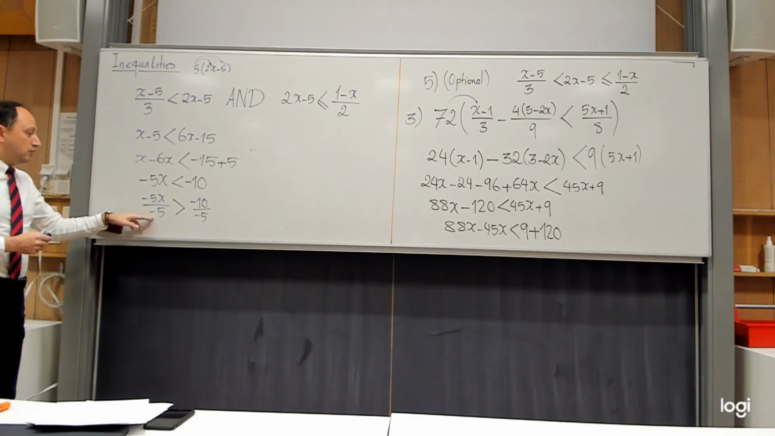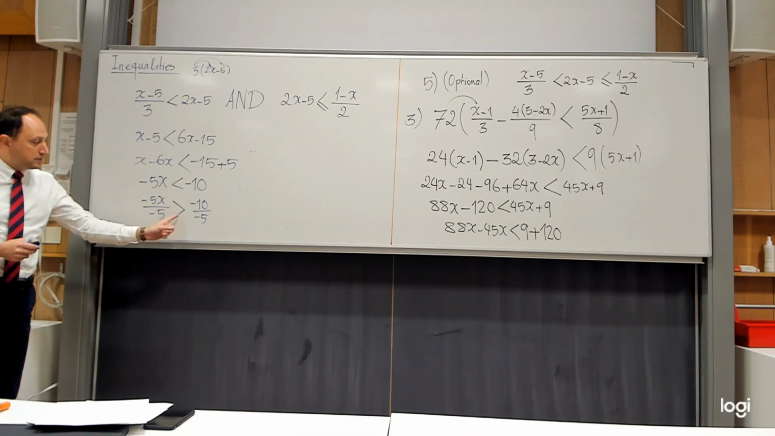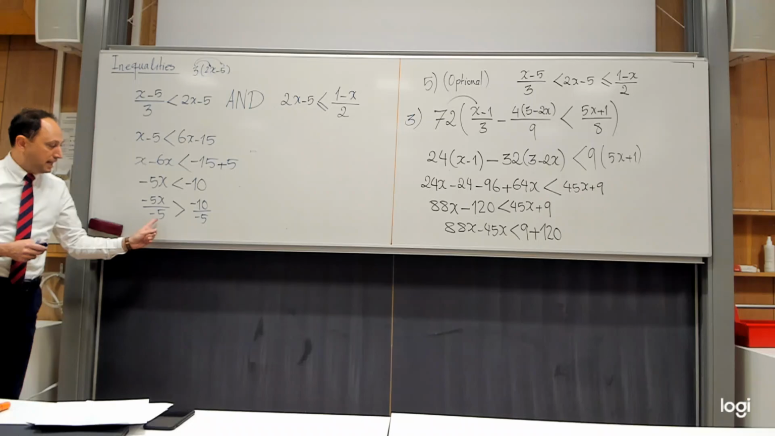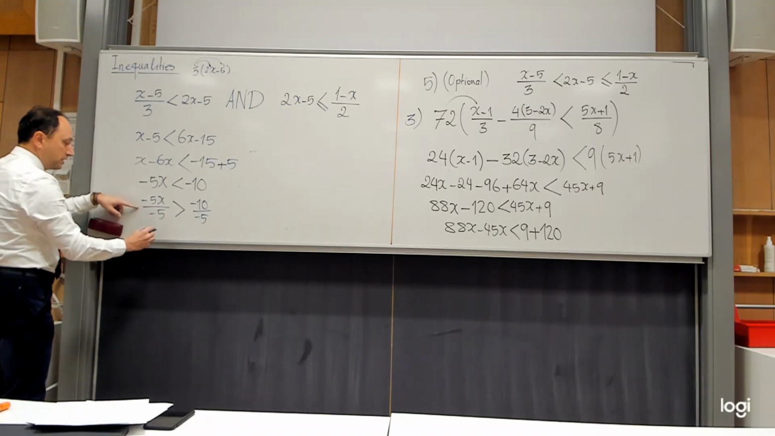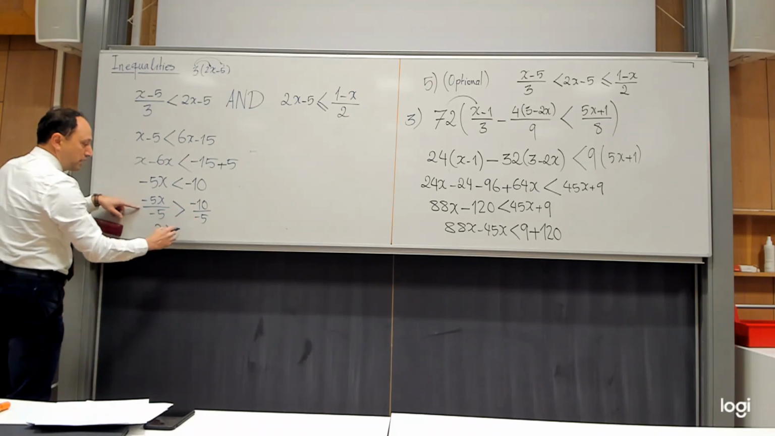And then what I do, I divide by minus 5. You see that I flip the sign because I have divided by a negative number. So then this becomes x is greater than minus 10 divided by minus 5, which is 2.